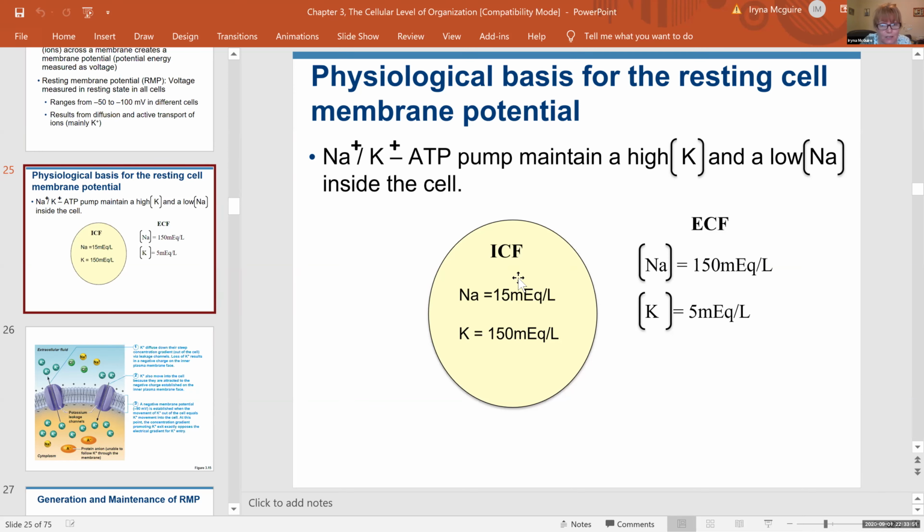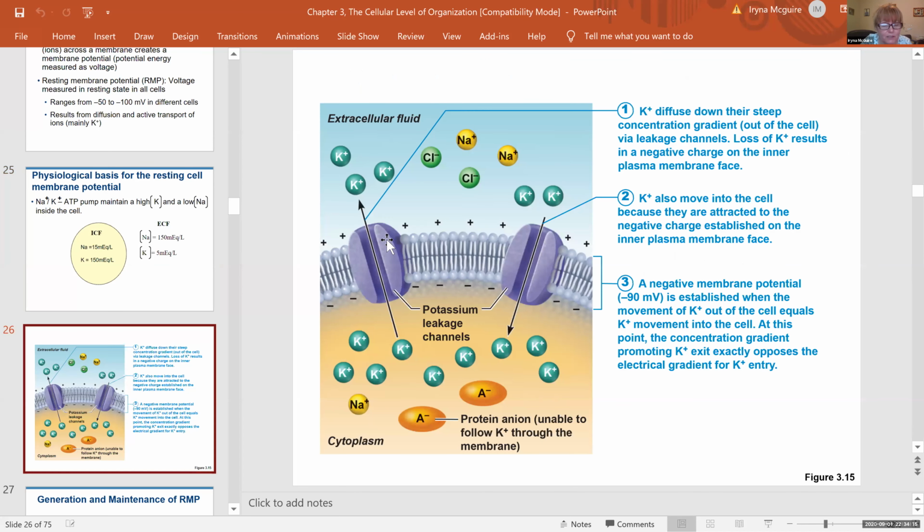Now, sodium wants to move inside the cell, down its concentration gradient, but we don't have channels for sodium to allow it. We have very, very few. And sodium cannot just move through the cell membrane. It needs special channel proteins. But potassium can move out because we do have leakage potassium channels. So now potassium starts leaking out, right? Your cell inside is losing positive charges, so it becomes negative inside, positive outside. It's a little bit more difficult than what I just explained, but I think that's good to start understanding this. For now, it's good enough.